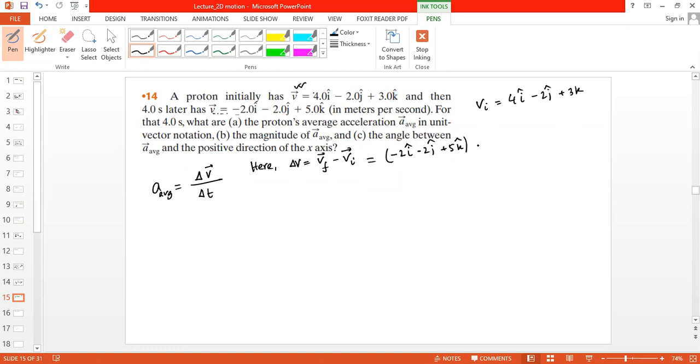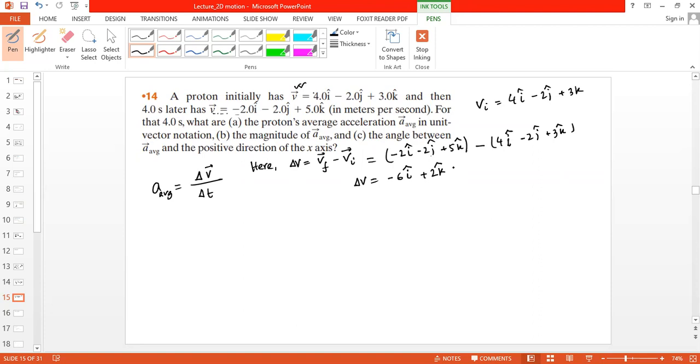This is my final velocity minus initial velocity, this one, 4i minus 2j plus 3k. So delta v basically will be equal to this one minus this one. So minus 2 minus 4, that is equal to minus 6i. And then I have to subtract j by j. So this is minus 2j and this one is minus 2j. Minus 1 is plus 2j, this will be 0. And 5k minus 3k, that's equal to 2k.